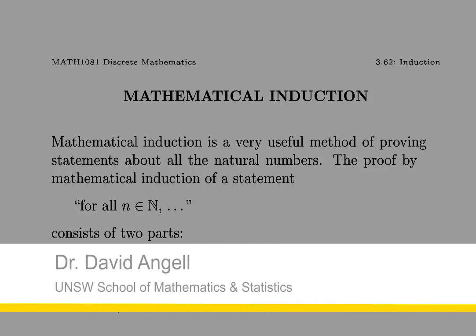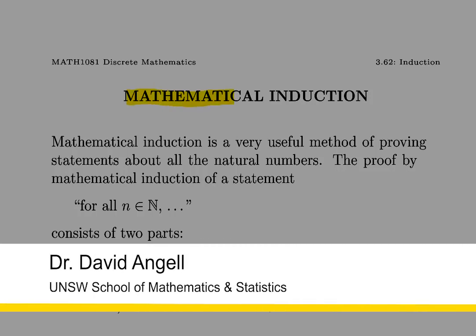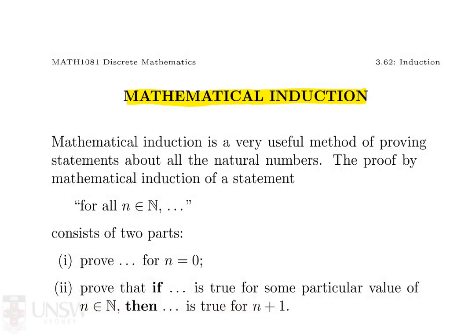Welcome back. Next thing we're going to look at is mathematical induction. It's a very important technique of proving universal statements about the natural numbers and some closely related things as well. Suppose we have a statement like this one, for all n in N, something or other. Those dots just represent some statement involving a variable n. So it could be, for example, one we've seen before, n cubed congruent to n mod 6.